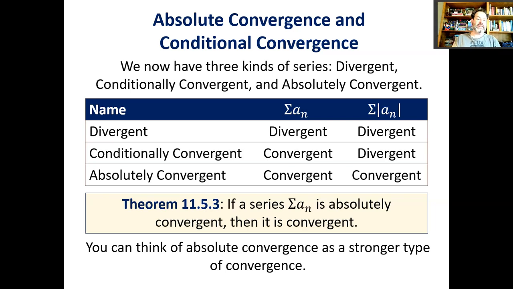And that gives us theorem 11.5.3. If a series is absolutely convergent, then it's convergent. I'm not proving it, but it should be believable based on the alternating series test, right? If it's convergent, then the terms have to go to 0. And if you alternate something that already converges, it's just going to converge faster. So you can think of absolute convergence as a stronger type of convergence.